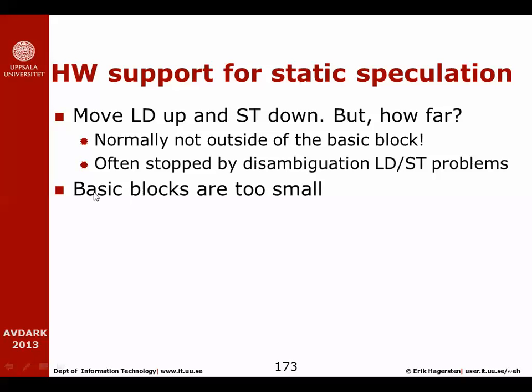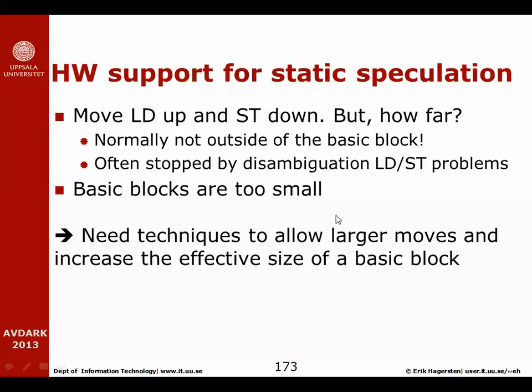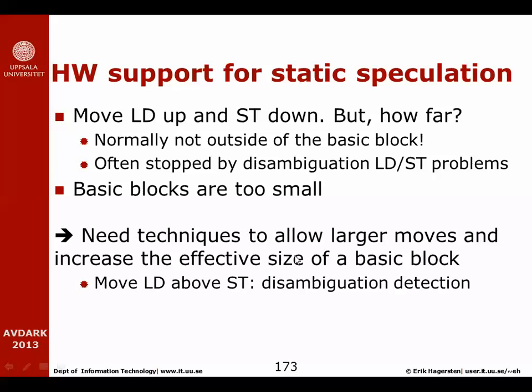Another problem is that the basic blocks are too small. As we've seen before, unrolling helps a lot, but unrolling is also costly because you get such enormous code expansion if you have to do unrolling of every single little loop you have in your application. So we need techniques that allow larger moves, further moves of loads and stores and other instructions, and we also need to increase the size of the basic block. We have to do both these things to find enough instruction level parallelism.